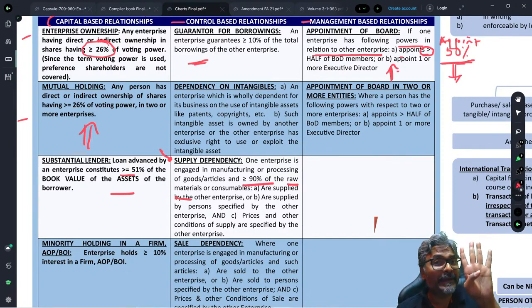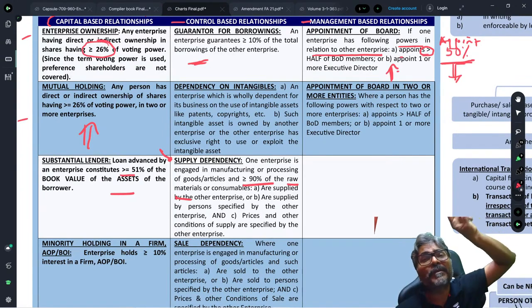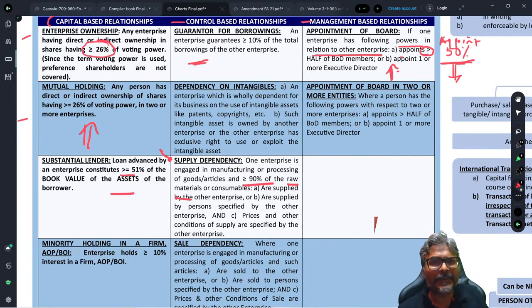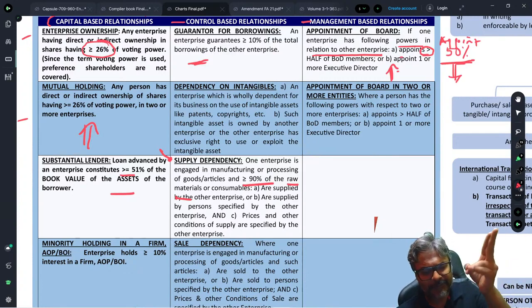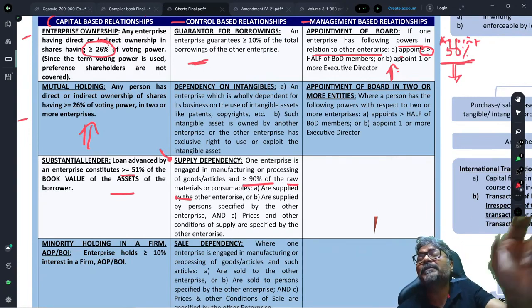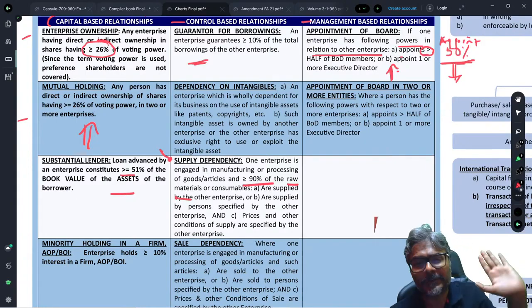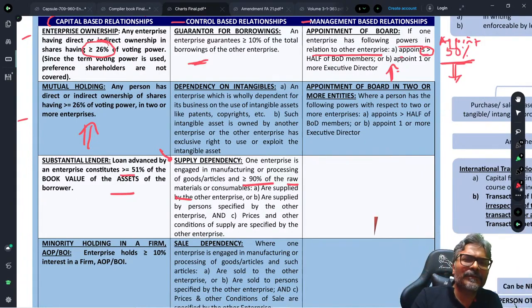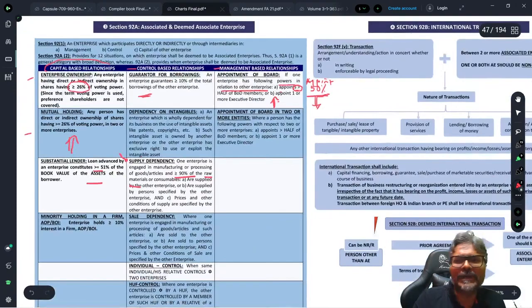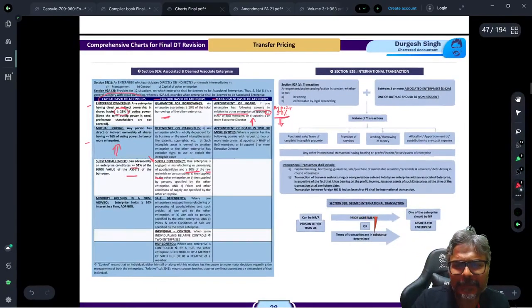So the question of May 19 was that the company had four directors, of which two directors can be appointed by Reliance, for example. If two out of four directors can be appointed by Reliance, will that make Reliance and this particular entity an associate enterprise? Answer is no. It has to be more than two, meaning more than 50%. Fine, students. This is your associated enterprise definition.